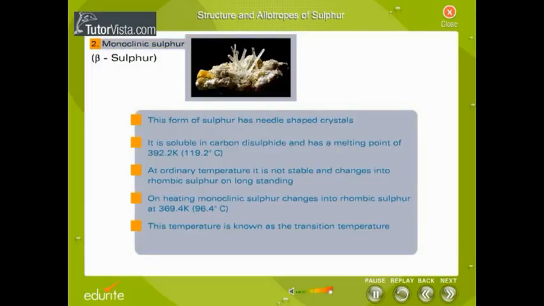Monoclinic or beta sulfur. This form of sulfur has needle-shaped crystals. It is soluble in carbon disulfide and has a melting point of 392.2 Kelvin or 119.2 degrees Celsius. At ordinary temperature, it is not stable and changes into rhombic sulfur on long standing. On heating, monoclinic sulfur changes into rhombic sulfur at 369.4 Kelvin or 96.4 degrees Celsius. This temperature is known as the transition temperature.